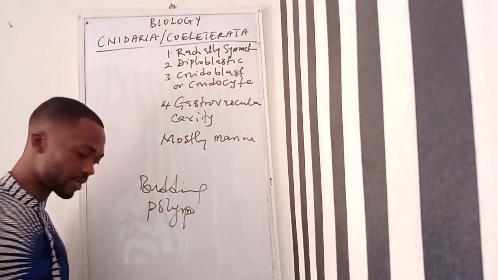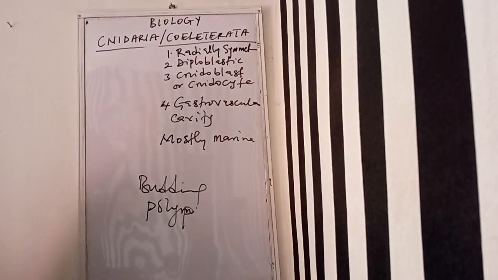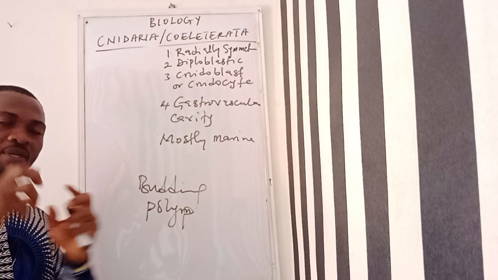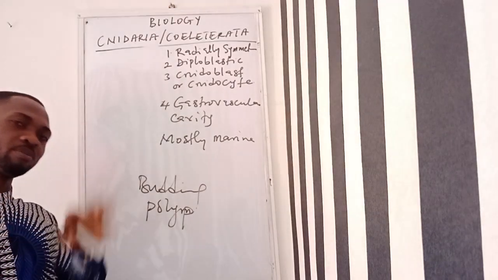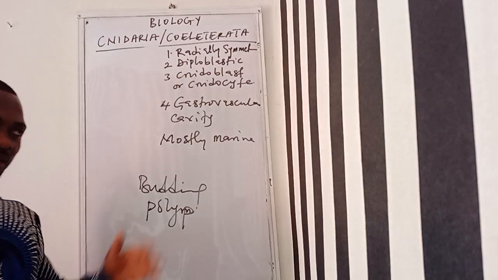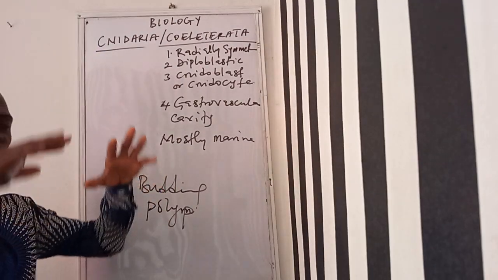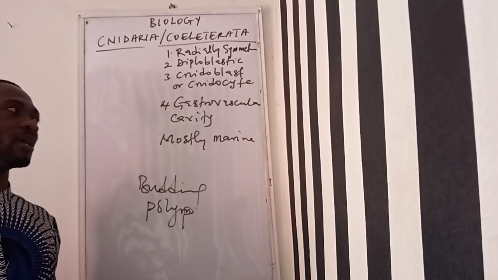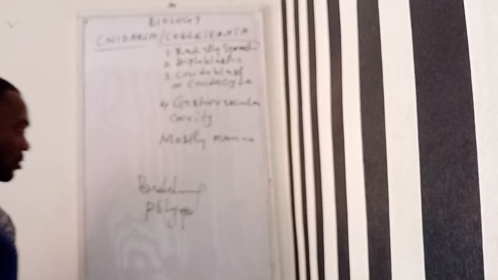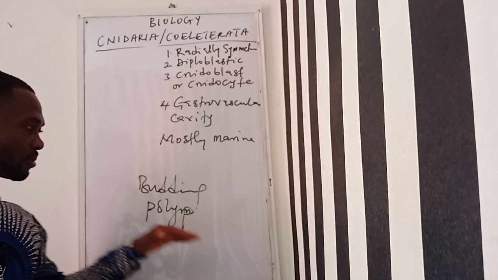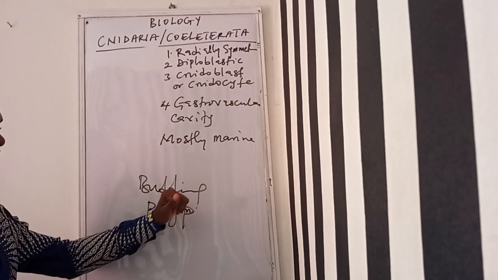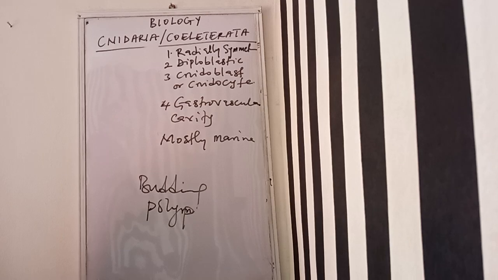And there's something I forgot to say about the polyp and the medusa. The medusa is usually a polyp that is turned the other side or turned upside down. While the polyp is cylindrical, the medusa looks like an umbrella. So it's basically a polyp that is turned upside down. Those with the polyp body form are the ones that reproduce through budding.